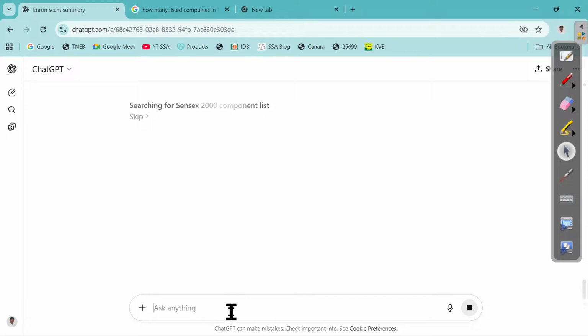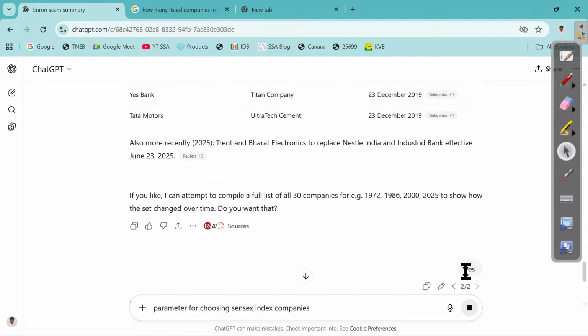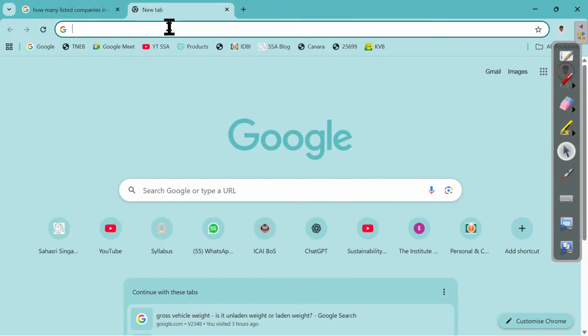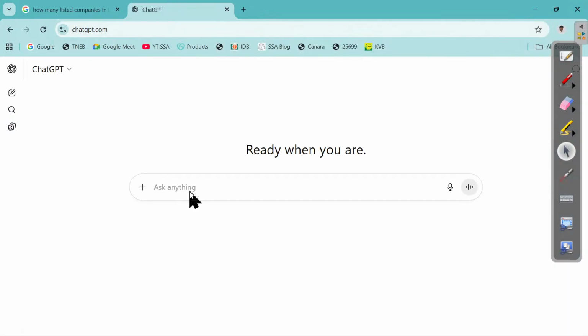Now let's see the parameters for choosing Sensex index companies. Let's see. Here it's thinking. I had to delete that. This will not work. It's thinking. We'll go fresh.